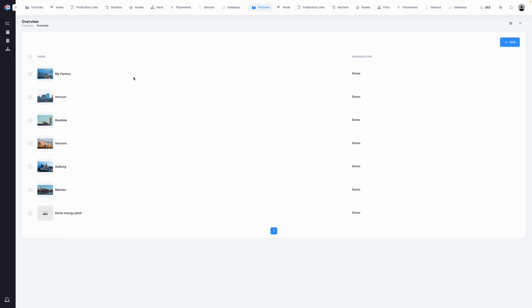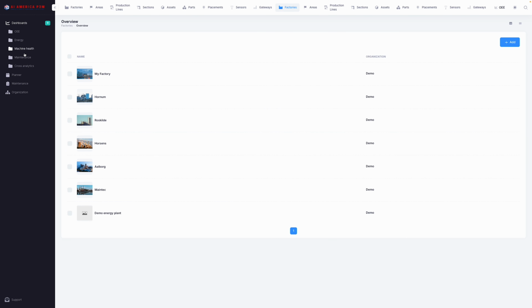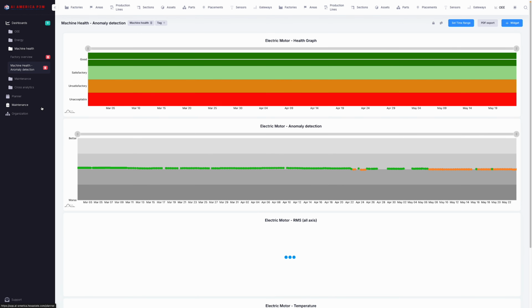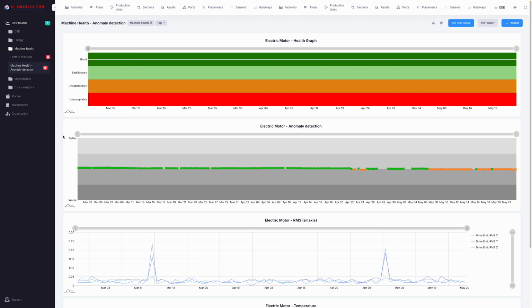All right, now let's head to our dashboards, and we're going to be starting with our machine health. Under machine health, we have the machine health anomaly detection. So we're going to be clicking on that. Before I start talking about our anomaly detection, let me summarize how our machine health works step by step.